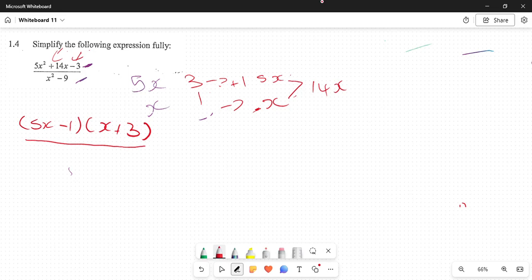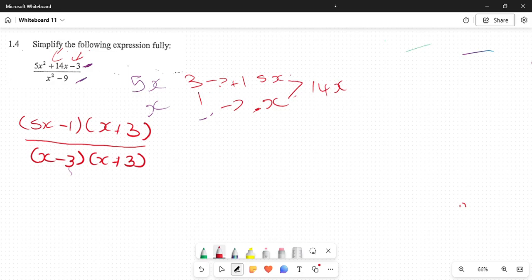The bottom, I think it's very simple for any grade 10 learner, because it's a difference between two squares, which means it's just the square root of x squared and the square root of 9. The square root of x squared is x and x. The square root of 9 is 3 and 3. One must be negative, the other one must be positive. Then after that, we're going to the next step.